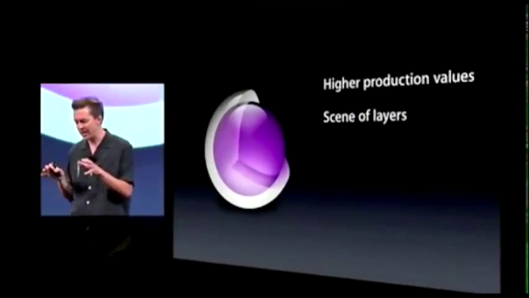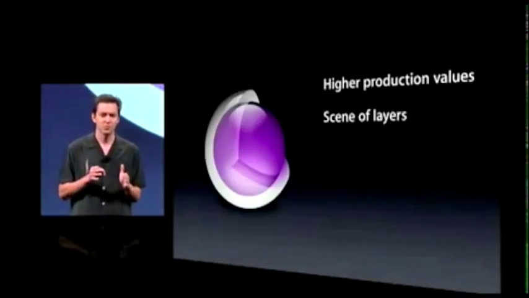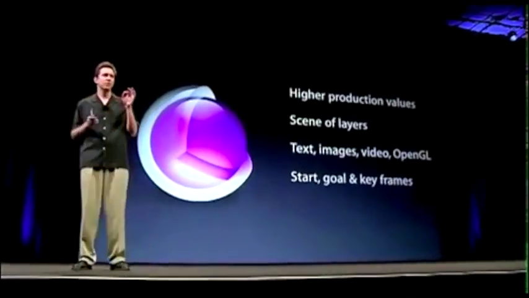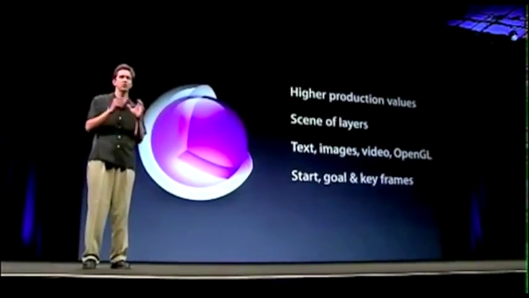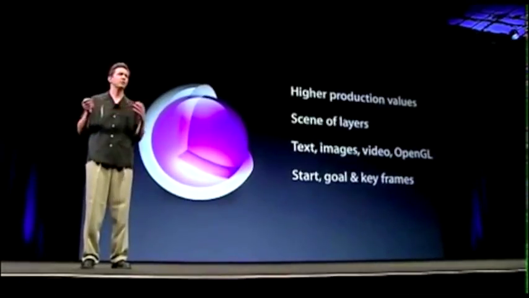Core Animation lets you take a scene and decompose it into layers. You can have a few layers, or you can have thousands of layers. Each of these layers can be text, images, motion, video, OpenGL, Quartz compositions, almost anything. For each of these layers, you specify a start state, a goal state, and optionally, you can supply some keyframes in between. Now you're done.